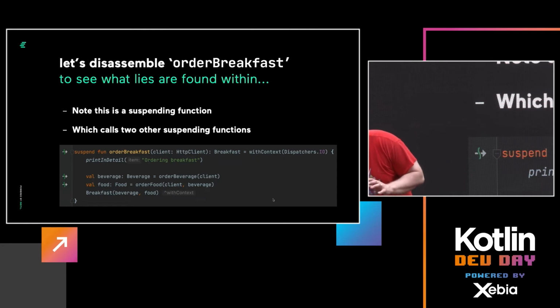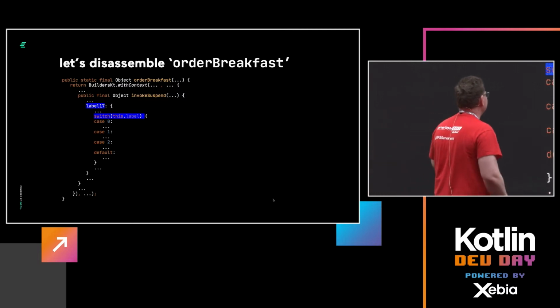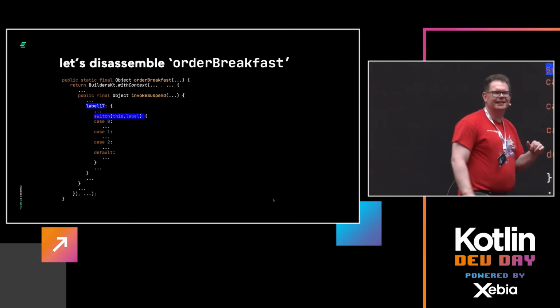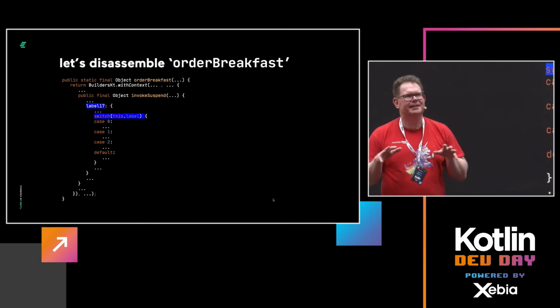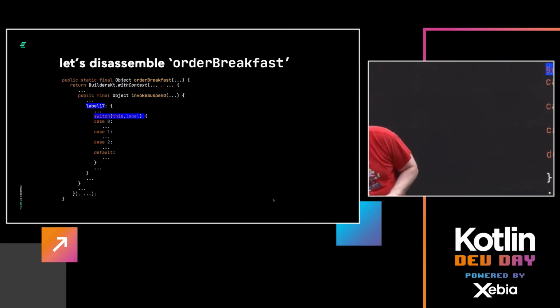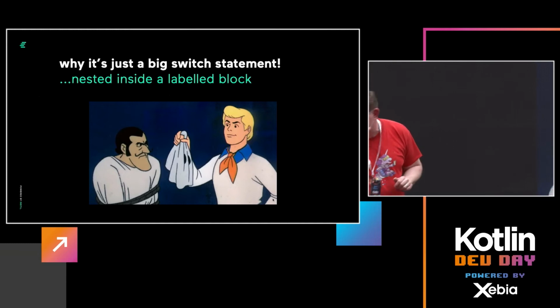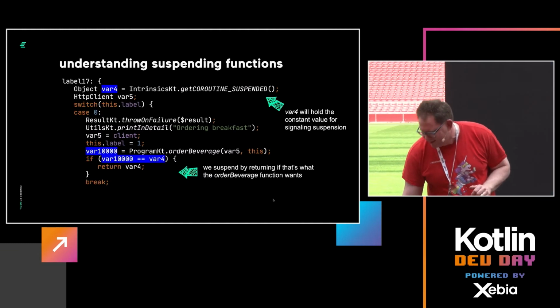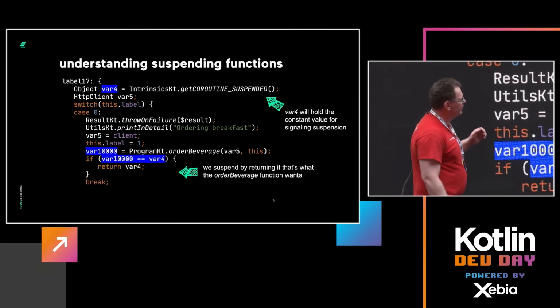So let's say we decompile order breakfast. What do we get? We get a switch statement inside a label, okay? So if you remember only one thing about suspending functions, they are implemented using a switch statement within a label. That's all it is, okay? It is a very, very simple conjuring trick that can get really, really complicated, okay? So here's a little flavor of the code.